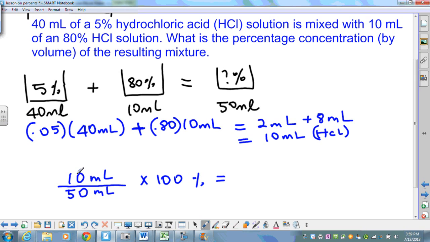So here we have 10 over 50, which is the same as 1 over 5, which is 0.20. Of course, you could use a calculator if you need to, but 0.20 times 100% gives us 20%. So we're saying that the final mixture will be 50 milliliters of a 20% hydrochloric acid solution.